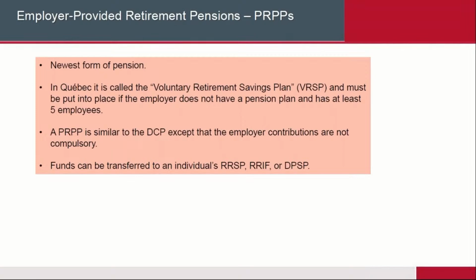So basically a PRPP, you might say, is a voluntary pension plan in that the employer can provide this pension plan for its employees that don't have a defined contribution or a defined benefit pension plan. And the beauty of this is that the employer does not necessarily have to contribute, whereas in the other two, they did have to contribute.